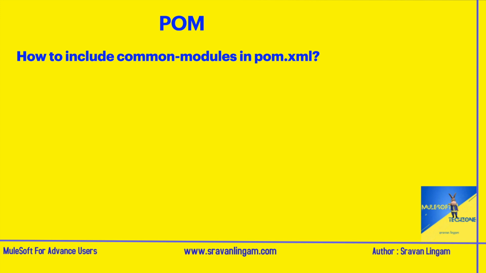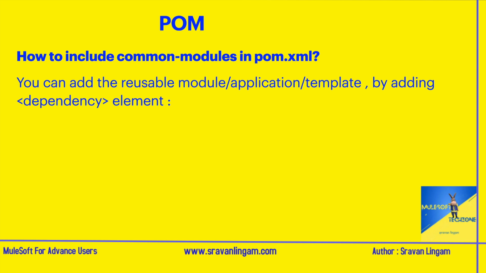In your real-time projects, you have some common modules that you want to involve in your project, because there is no need for you to create error handling again and again. You can create one error handling, and once you publish that to Exchange, it is readily available to be used by other applications. So how to include it? You can add this reusable module or application or template, whatever you call it, by adding the dependency element.